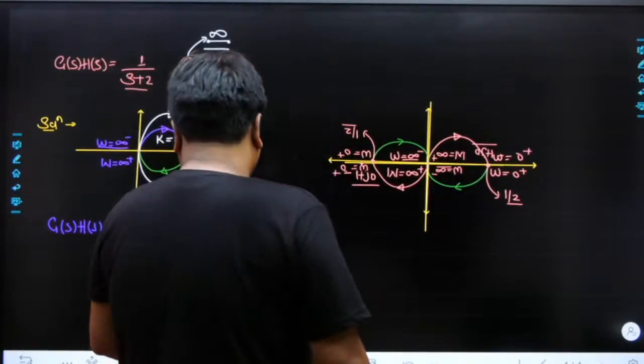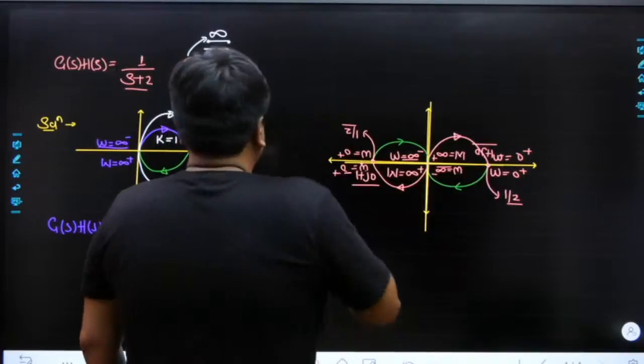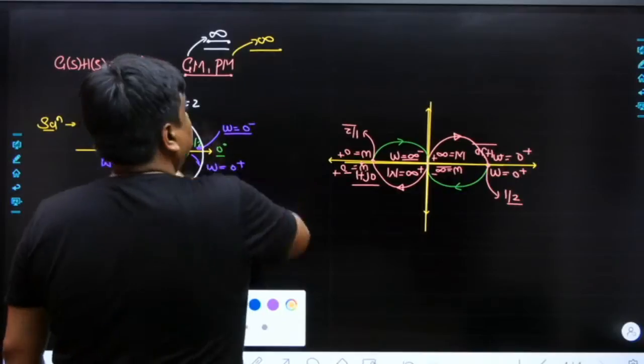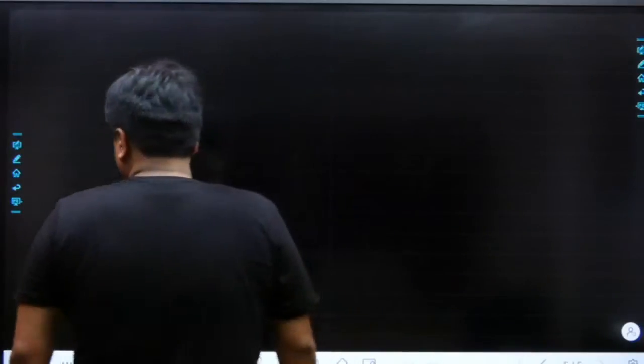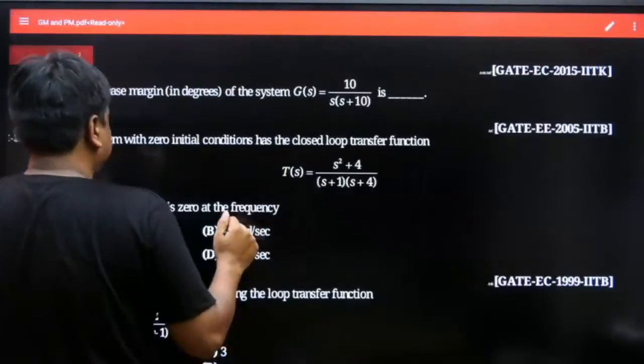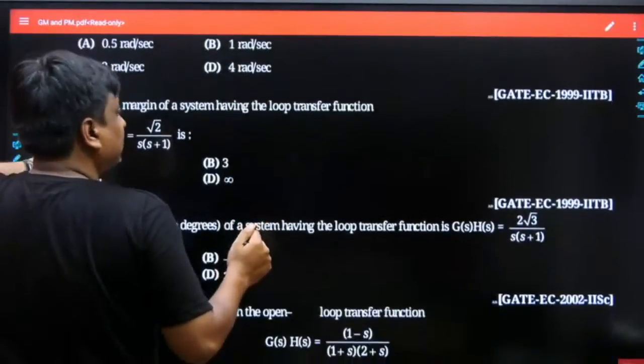So obviously, if we talk about the margin in phase in this problem, the margin in phase is simply going to be infinity. I think it's the right time to take the next question. This question was based on the concept of DC gain, which we have studied earlier. So let me leave it here itself.